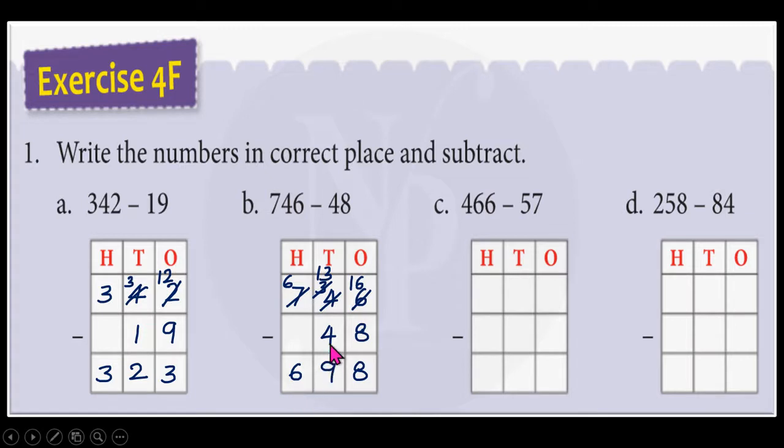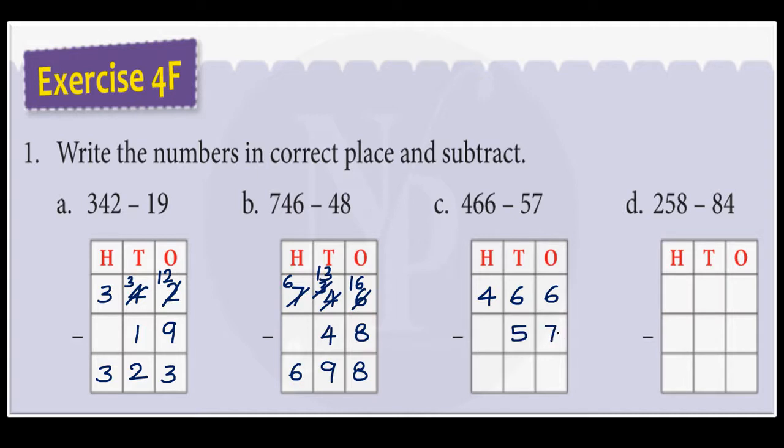Therefore, on subtracting 48 from 746, we get 698 as difference. C, 466 minus 57. Let us write down these numbers in this table. 466 minus 57 is written here. We will write 57, 5 in tens column and 7 in ones column.